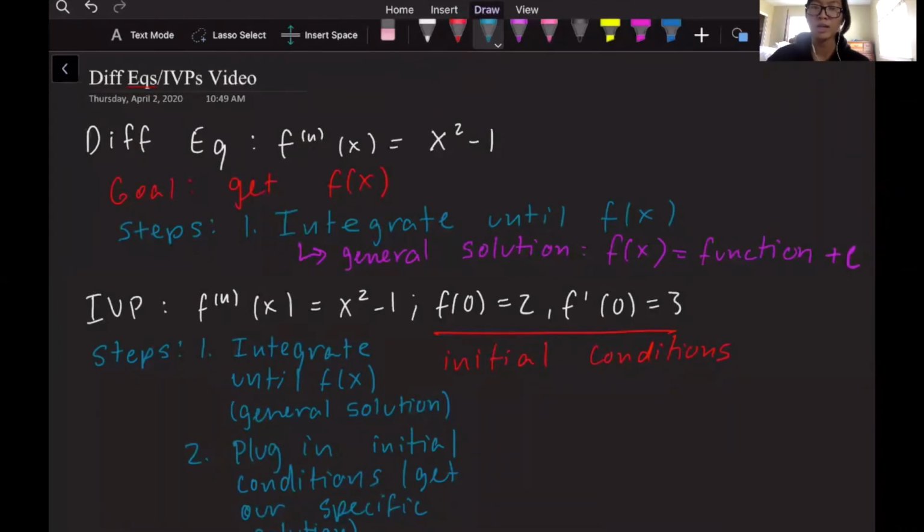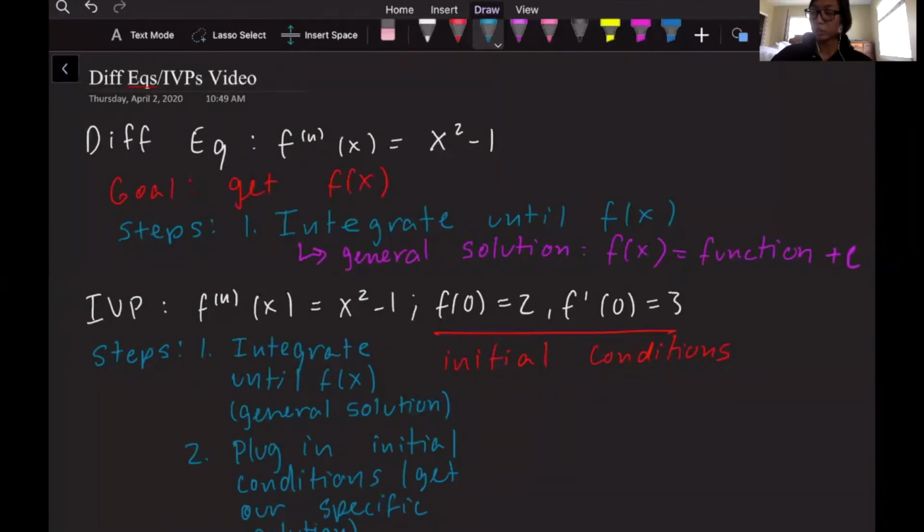And so that's kind of like the real difference that sets a differential equation and an IVP apart, right? With a differential equation, you're just going to get some general solution. There's going to be some plus c in there. With an IVP, we're specifically working towards a specific solution, right? We don't want a plus c. We want to know exactly what our function is, right? And so we need to be given these initial conditions, all right?